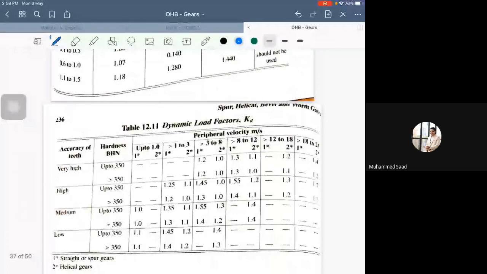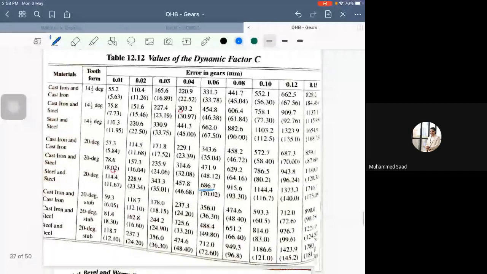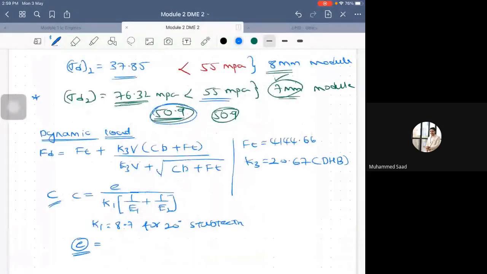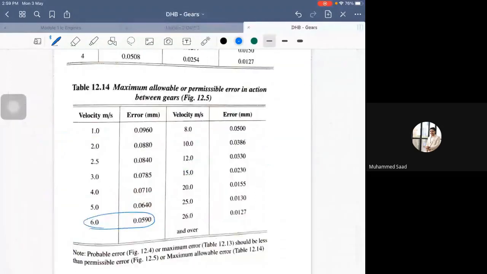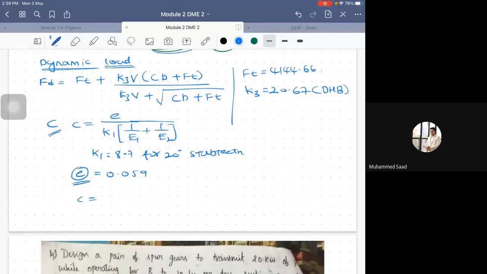Okay, so this directly gives the C value. The C value is given to us directly. Okay, we shall go with E now. How much is the value of velocity? 6. So pick this particular value here. Okay, the error E is how much? E is equal to 0.059.